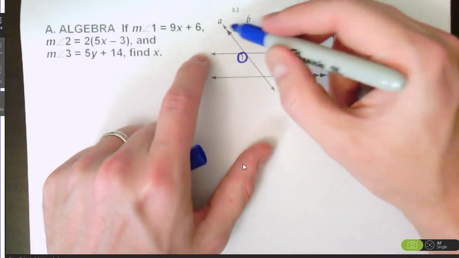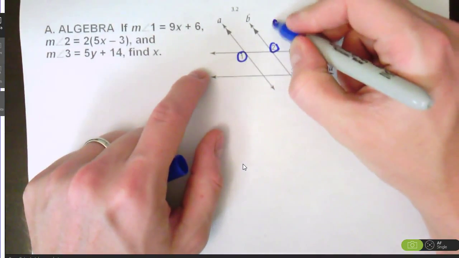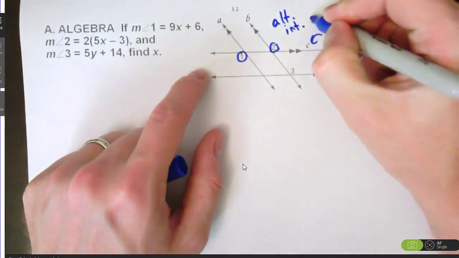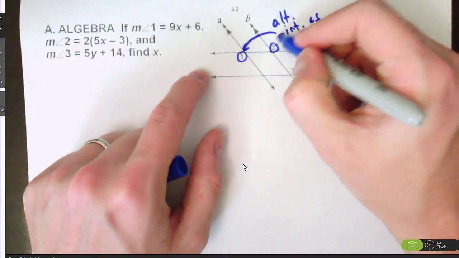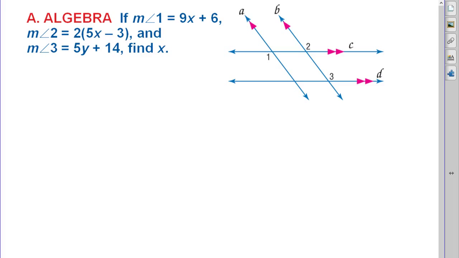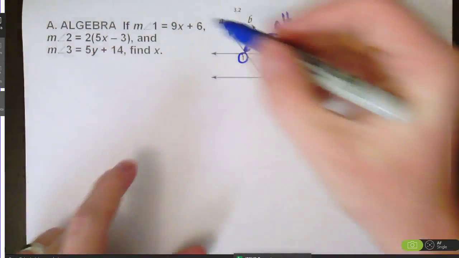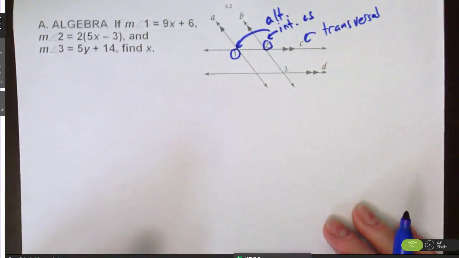Okay, and then A and B are the parallel lines that are marked. We know that 1 and 2 are a pair of alternate interior angles. So we go back and say, okay, what's special about alternate interior angles? Well, by our theorems, alternate interior angles are congruent. So that means for us in our problem, angle 1 has to equal angle 2.